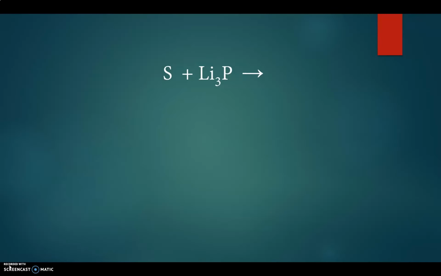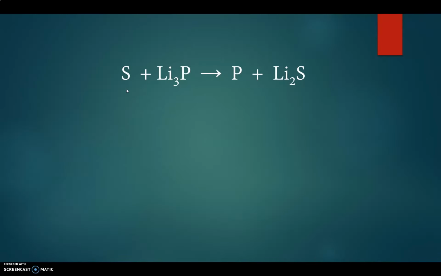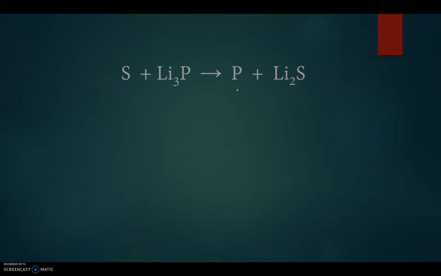All right, let's take a look at another example, the reaction of sulfur with lithium phosphide. Since sulfur is a non-metal, it's going to trade places with phosphorus, the other non-metal. Sulfur starts out with a charge of 0 and ends up with a -2, so it's going to have 2 lithium ions connected to it, and the phosphorus, of course, ends up with a 0 charge as the free element.